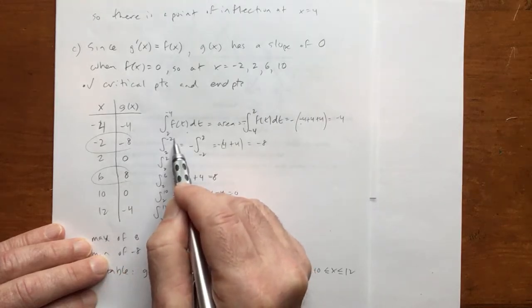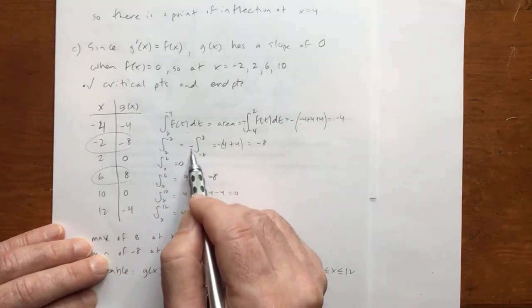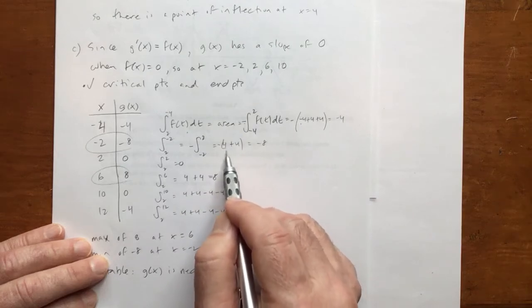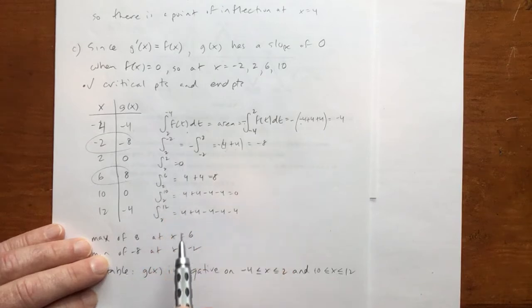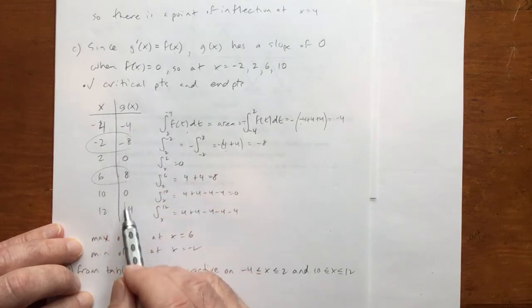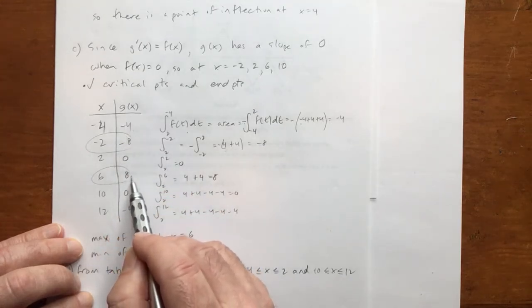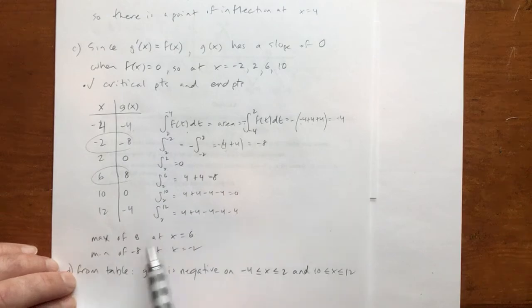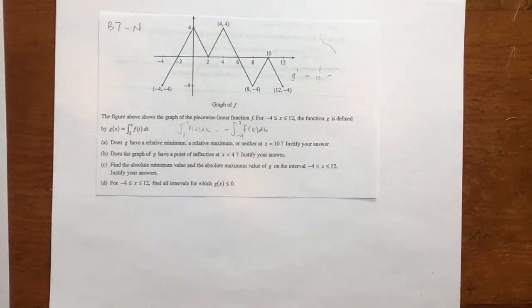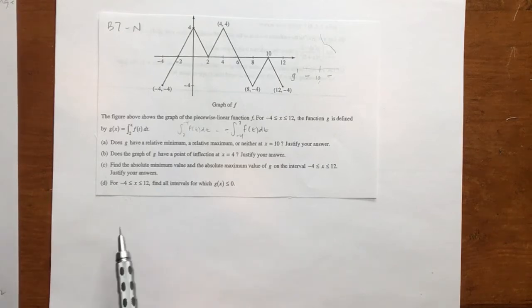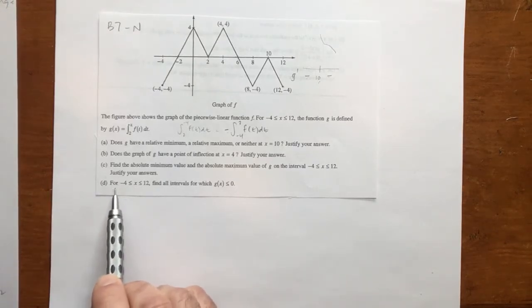If this is lower, I'll flip it, make it negative, and these are just the areas of the included triangles. This one's the easiest one. The area from 2 to 2 is just 0, and these were pretty straightforward. I found all of my y values. Here I had the maximum, here I had the minimum, and so you would say there's an absolute max of 8 at x equals 6, and an absolute min of negative 8 at x equals negative 2.